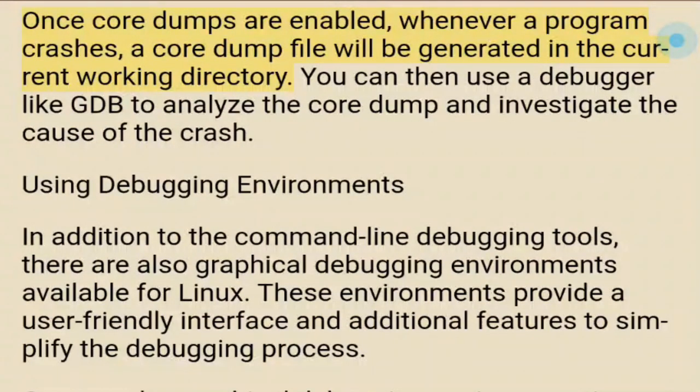Once core dumps are enabled, whenever a program crashes, a core dump file will be generated in the current working directory. You can then use a debugger like GDB to analyze the core dump and investigate the cause of the crash. Using debugging environments. In addition to the command line debugging tools, there are also graphical debugging environments available for Linux. These environments provide a user-friendly interface and additional features to simplify the debugging process.